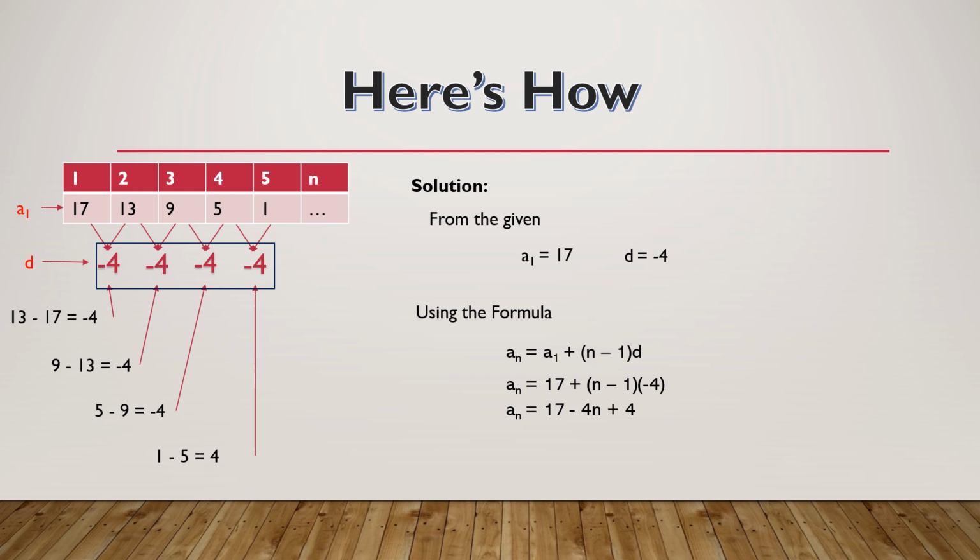So the next step will be you are going to distribute negative 4 to the n minus 1. So what is negative 4 times the n minus 1? Negative 4 times n is negative 4n, while negative 4 times negative 1 is positive 4. Then combine like terms. So we know that 17 and 4 can be added. The result is 21. So copy the negative 4n. So therefore, the last term is 21 minus 4n. So the nth term of the sequence is 21 minus 4n.